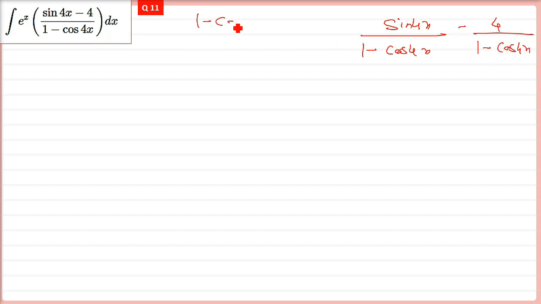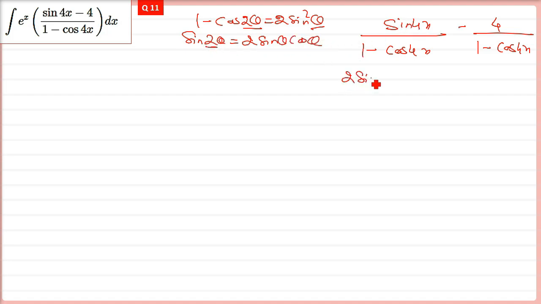Now 1 minus cos 2 theta is equal to 2 sin square theta. Whatever angle is on the left, the angle on the right will be half of that. Now sin 2 theta is 2 sin theta cos theta. So whichever angle is on the left, which is 2 theta, is divided by 2.